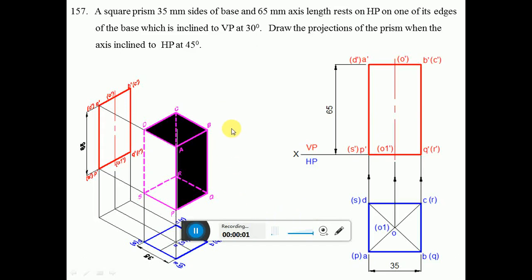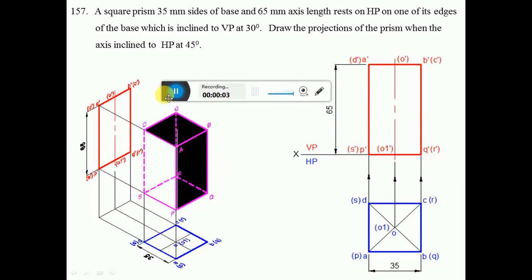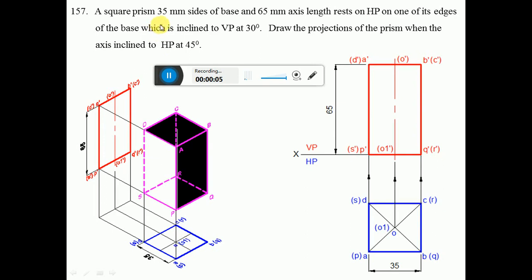Now, a square prism, 35 mm sides of base and 65 mm axis length, rests on HP on one of its edges of the base, which is inclined to VP at 30 degrees. Draw the projections of the prism when the axis is inclined to HP at 45 degrees. So this is the problem here.